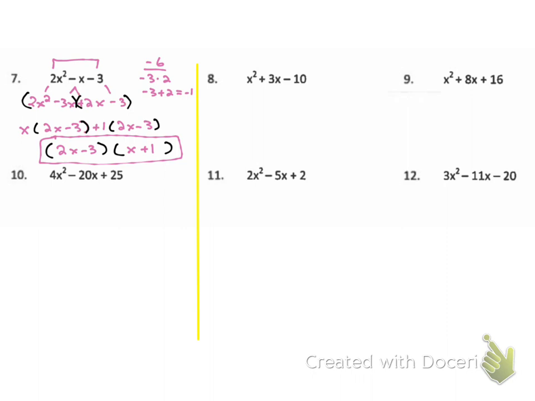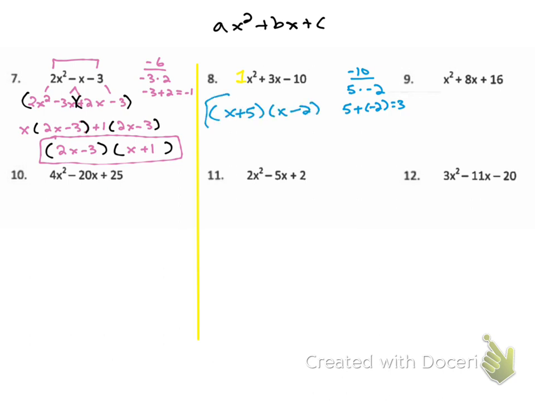Okay. All right, number 8, A is 1, right? Just to clarify when I say that, ax squared plus bx plus c. A is 1. So all I need is two factors of -10 that add to give me 3. What would those two factors be? Five and -2, right? 5 plus -2 would be 3. So my answer there is x plus 5, x minus 2.